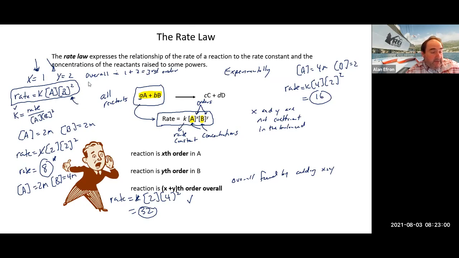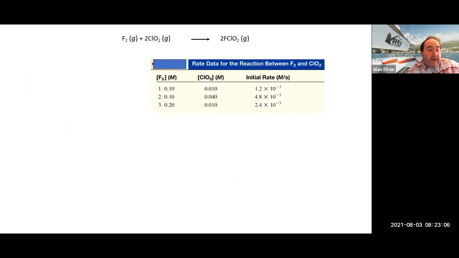So let's talk about how we actually do go about calculating those. Let's take a look at a reaction such as this, where we've got F2 + ClO2 goes to FClO2. And this type of table here is a very common type of table that you're given in kinetics problems. What you typically find in these tables are at least 3 columns or so. The main things you find are a column of concentrations of each of the reactants, which we have here. And we'll usually have multiple trials that were done. So these are different experiments, different trials that were done of this reaction.